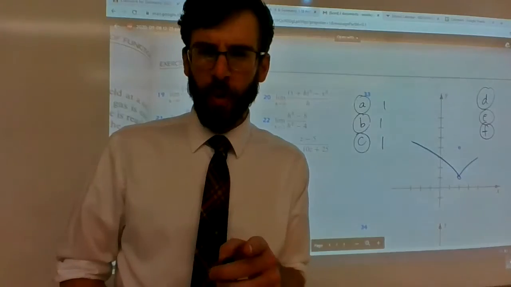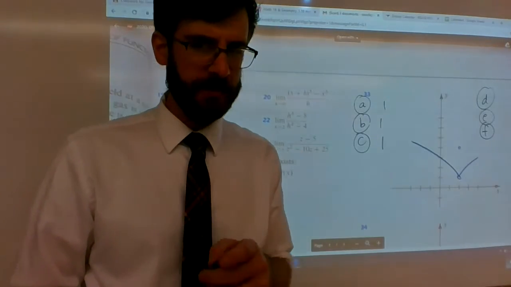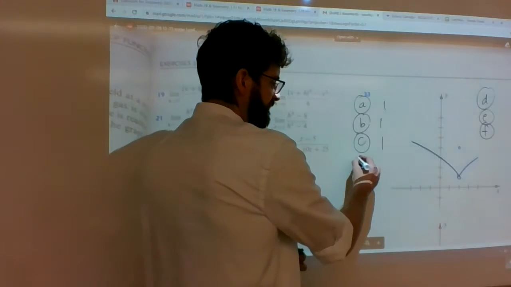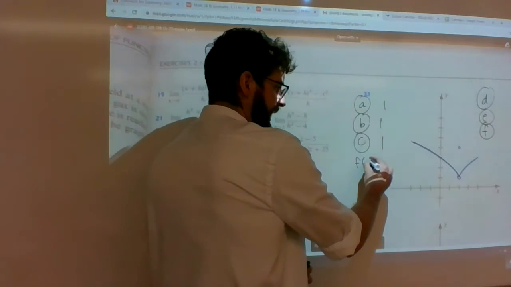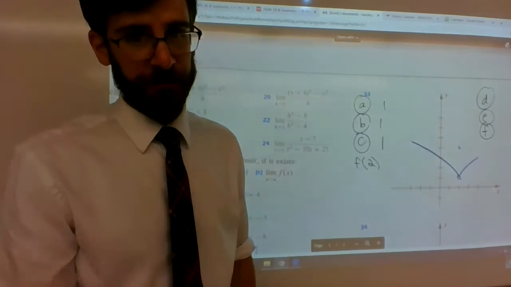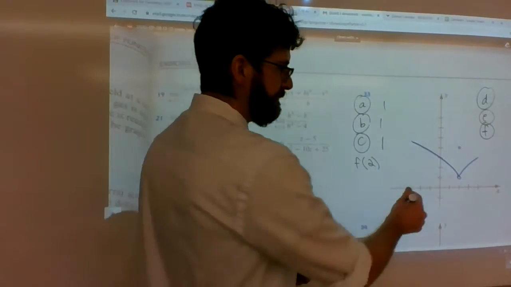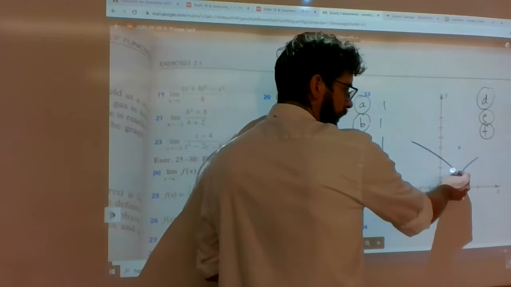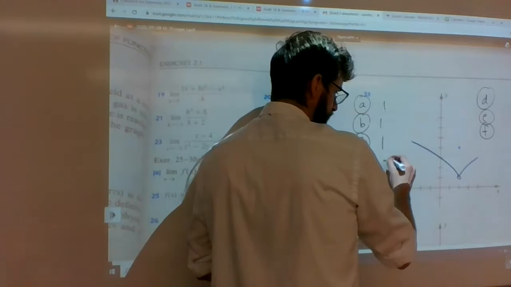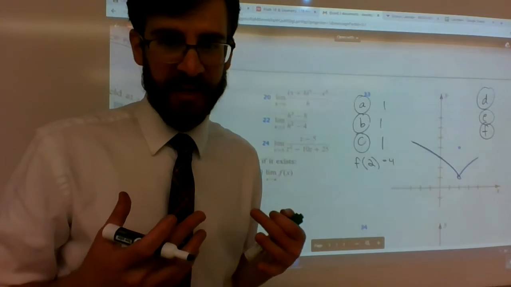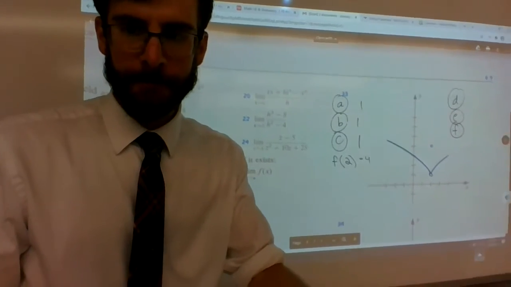Here's a question though. What does that point actually represent? Well, if you asked what the function is at x equals 2, you would say the function is different from the limit in this place. When I plug in x equals 2, I get 4. So that's the difference here. It's talking about something that has nothing to do with limits.